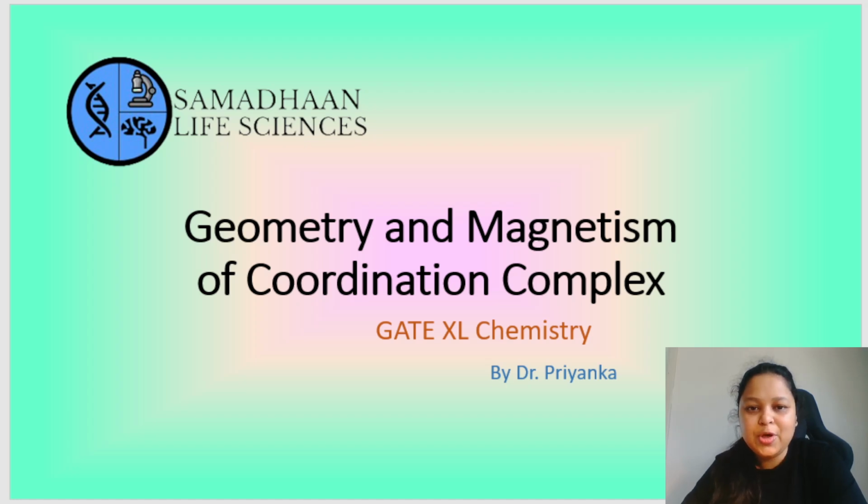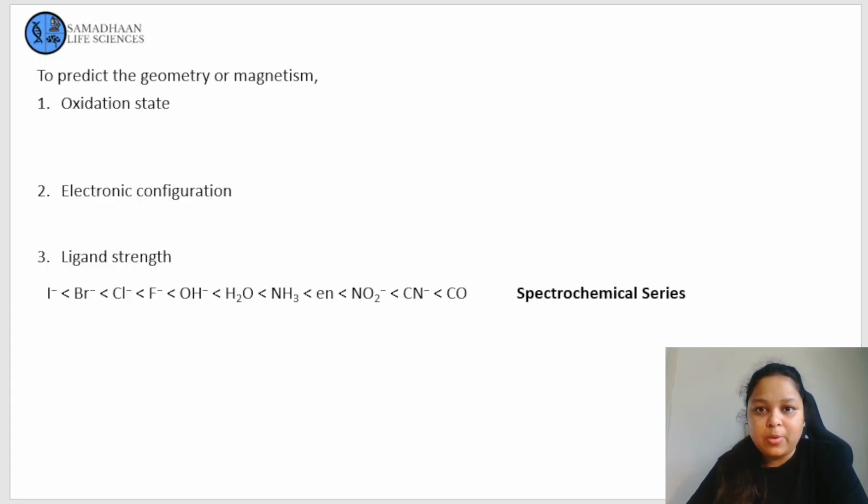In today's video, we will discuss a topic that occurs frequently in the GATE exam: geometry and magnetism of coordination complexes. To solve this kind of problem, we will learn a simple method. So to predict the geometry or isomerism, we will go step by step. First, let's calculate the oxidation state.